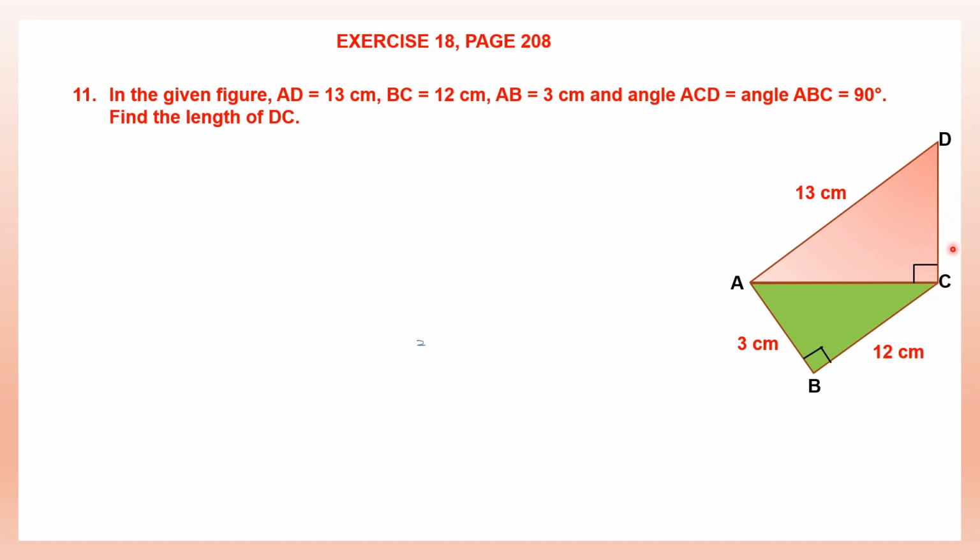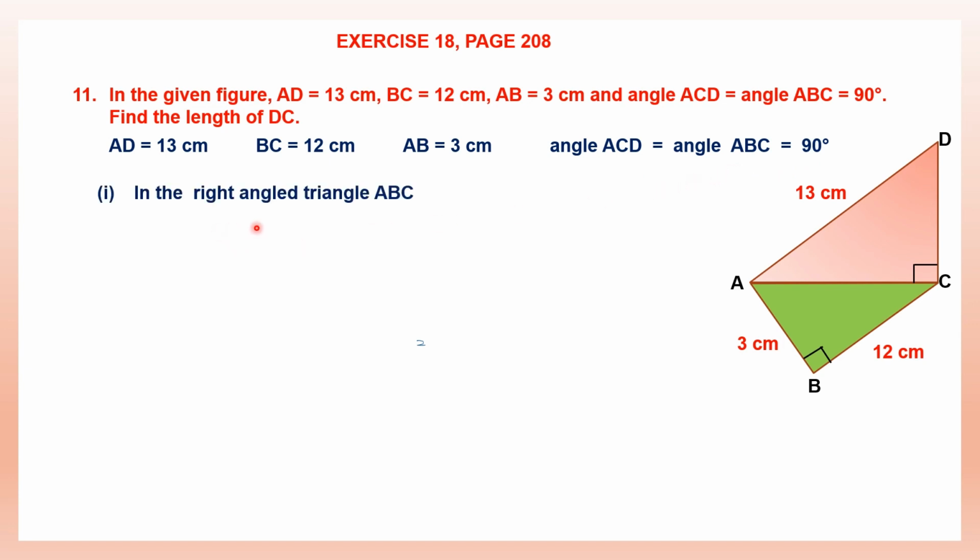So to find the length of DC, we have to know the length of the hypotenuse, which is already given, and we need to know the length of AC also. We don't have the length of AC. So to find the length of AC, we have to make use of this triangle ABC. So let's begin by saying AD is 13, BC is given, AB is given, and all this is already there in the question. So we have written down what has been given to us.